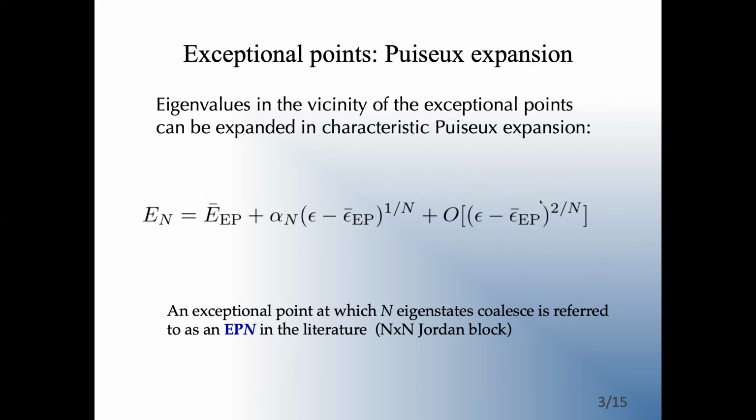A further point is that for an exceptional point at which n eigenstates coalesce, we would generally expect an n by n Jordan block in the reduced Hamiltonian, and the Puiseux series would give rise to a 1 over n power. This is generally referred to as an EPN in the literature.